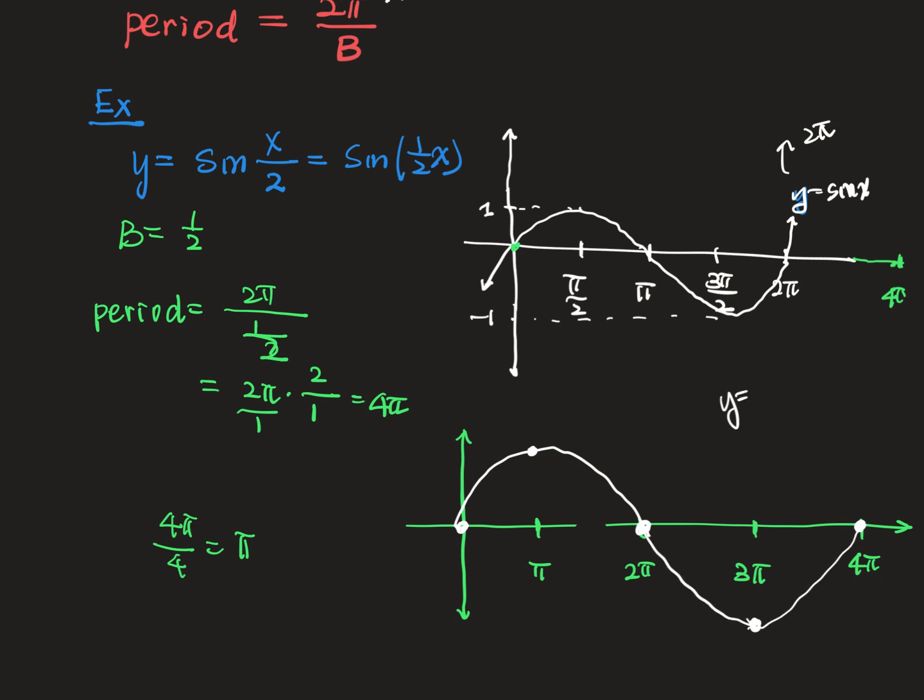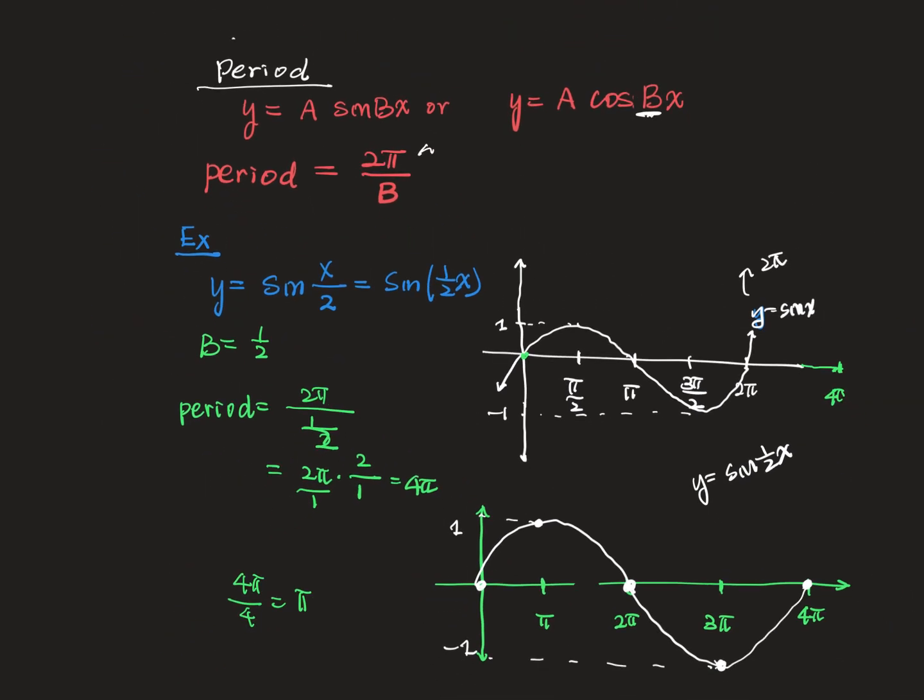This one is y equals sine 1.5x graph. So maximum is 1, minimum is -1. So look at this one. The B value defines the period of the sine and cosine function.